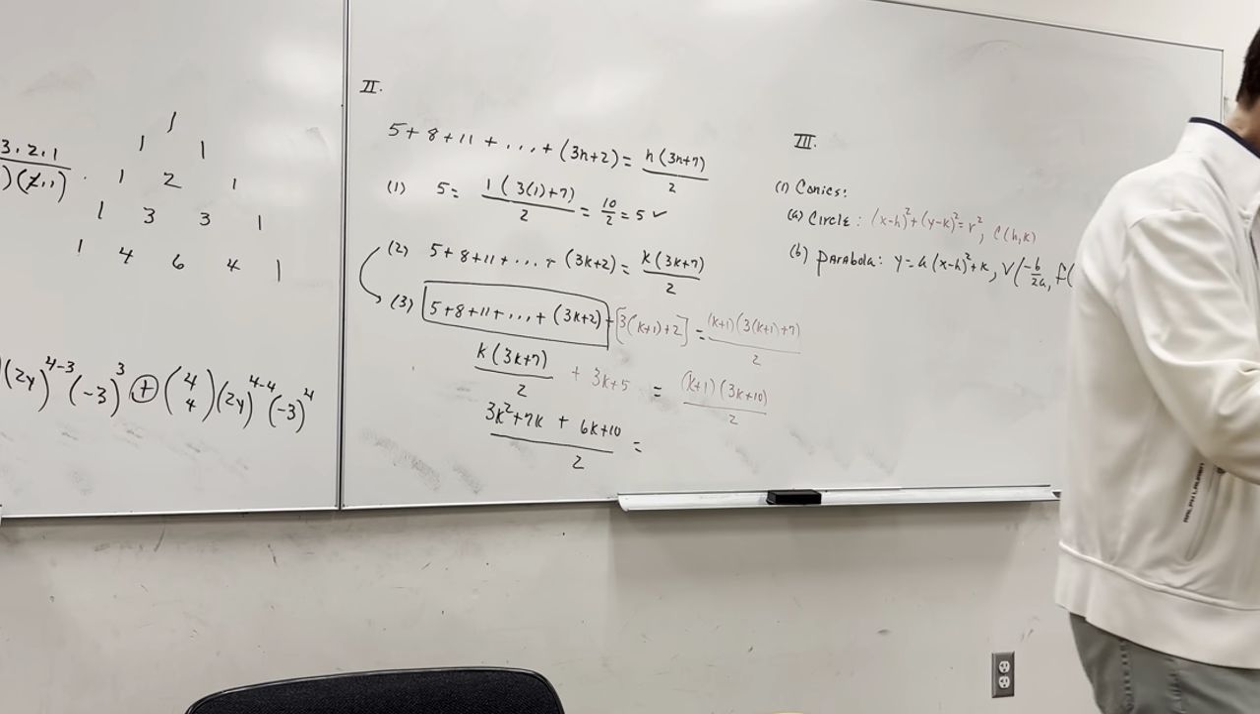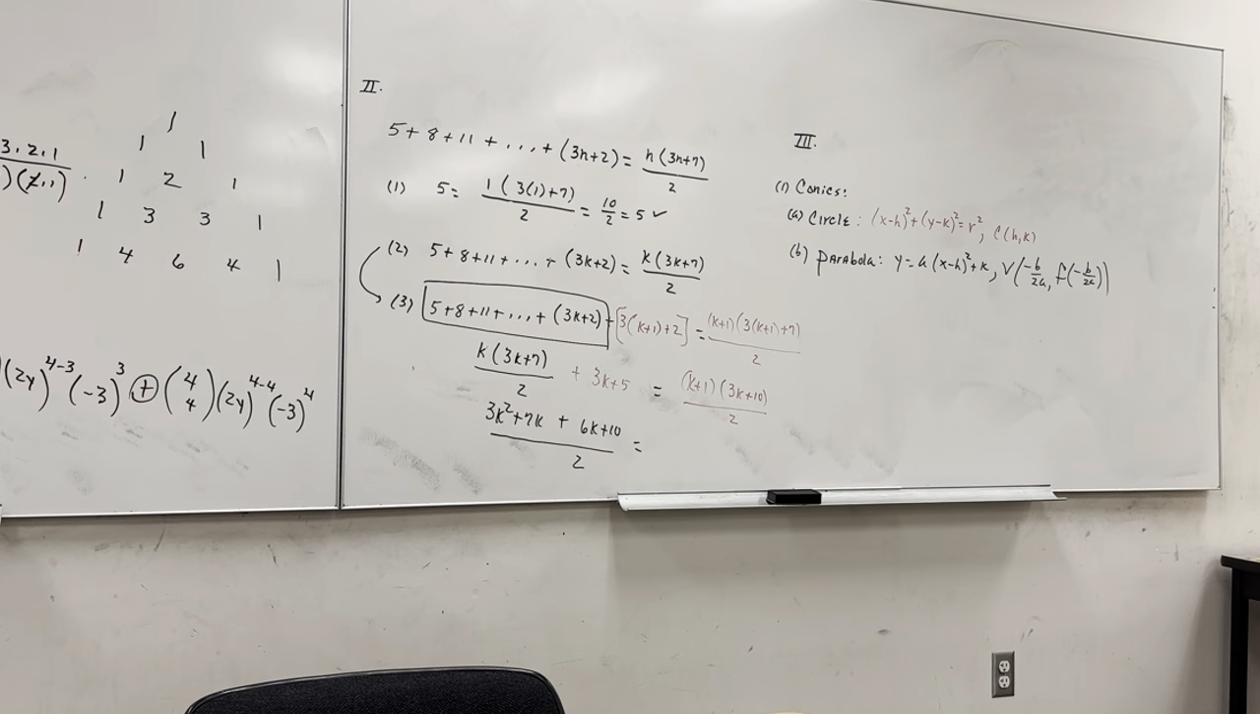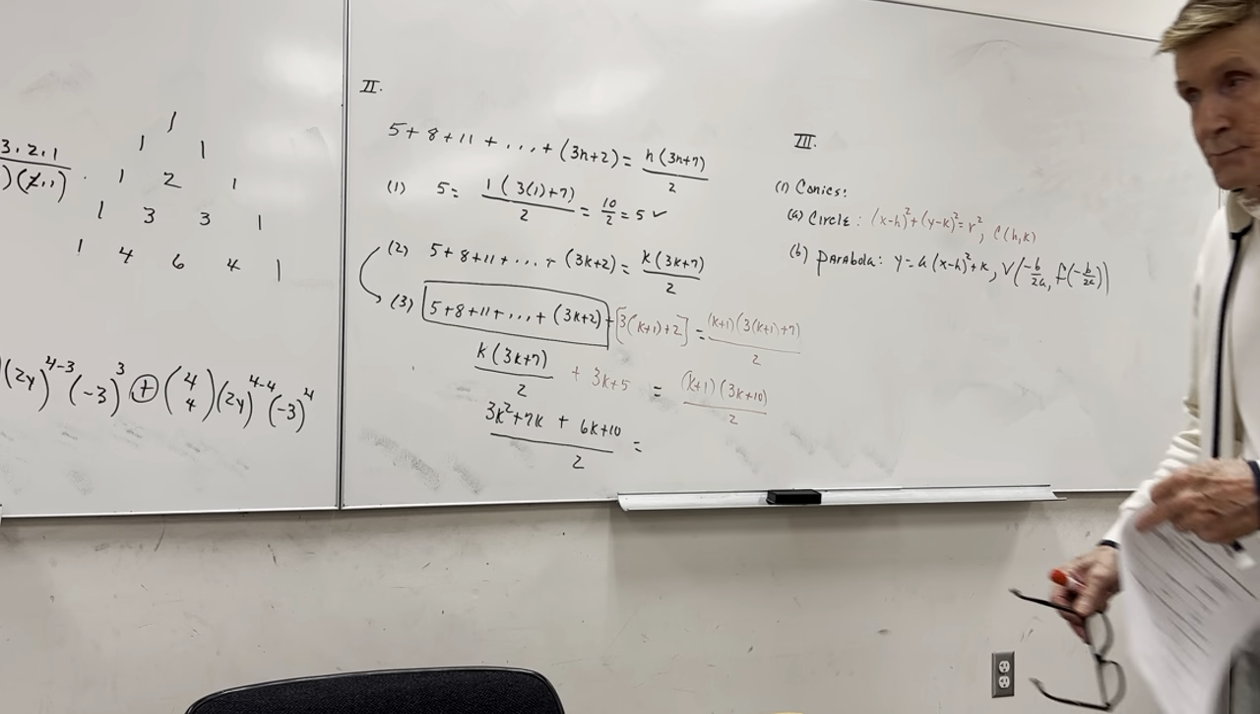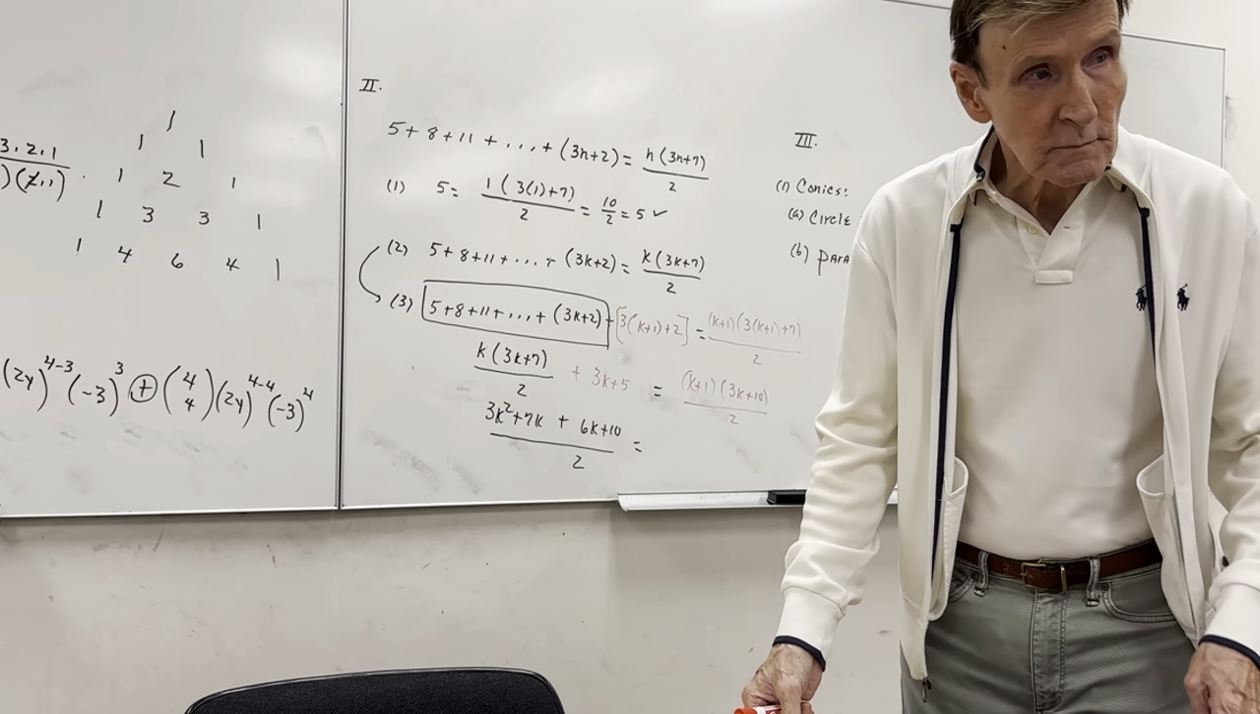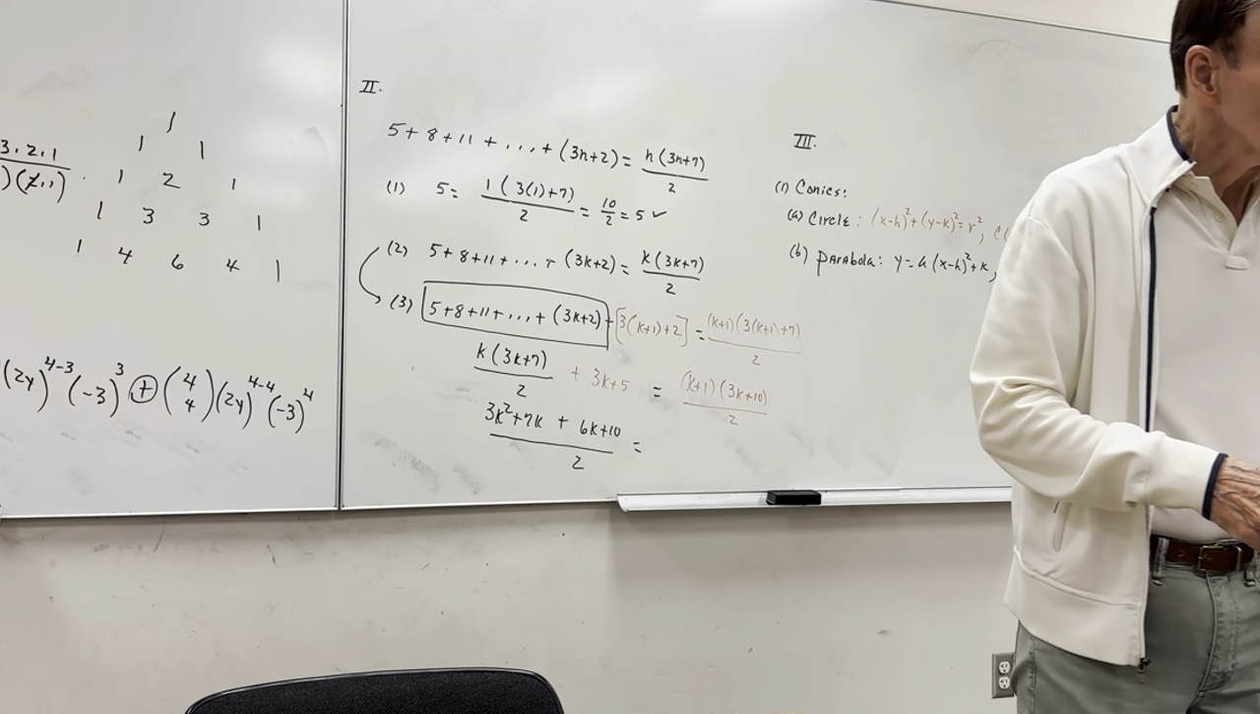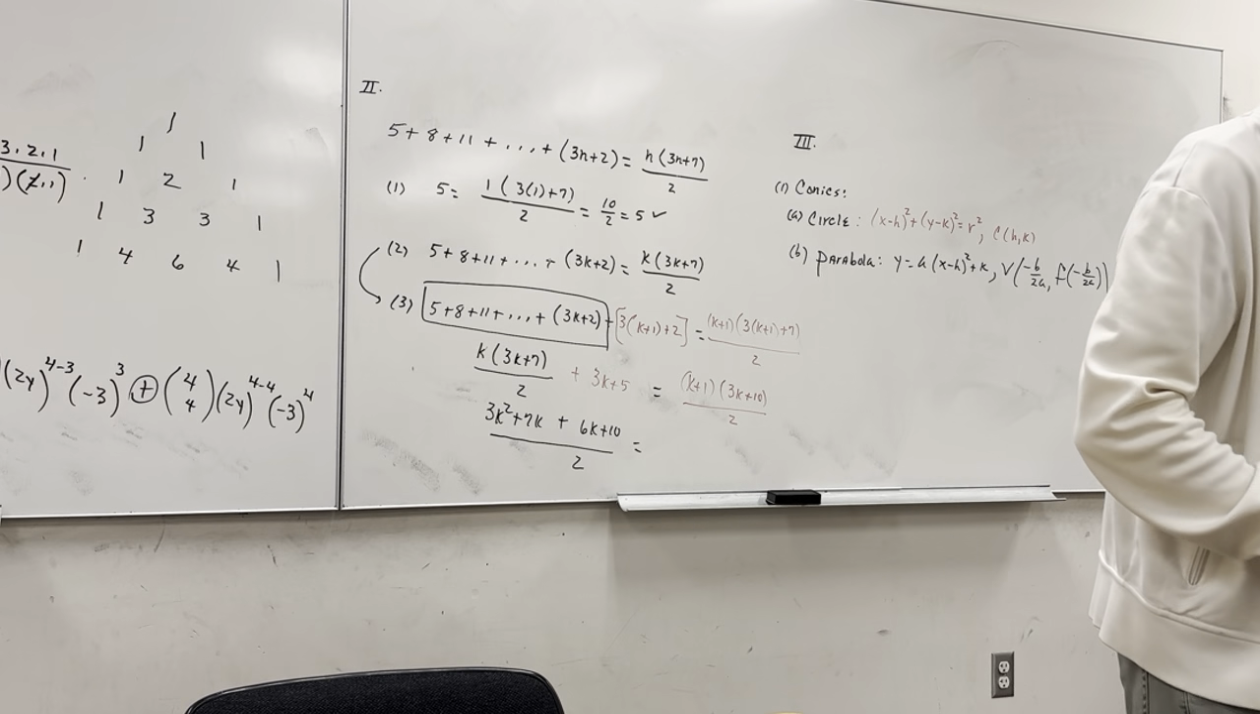Nathan, you're close by. Read the definition for a parabola, and we're going to see. A parabola is the set of all points in the plane equidistant from a fixed point, the focus, and a fixed line, the directrix.